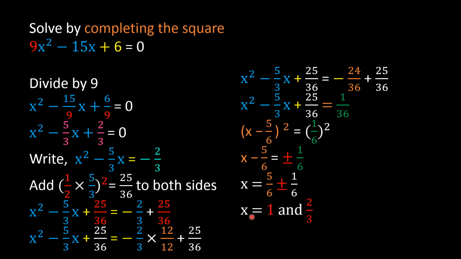So our roots will be 5 plus 1, 6 divided by 6, that is 1. The second root 5 minus 1, that is 4. 4 divided by 6 will be 2 divided by 3. Therefore 1 and 2 divided by 3 are the required roots of this quadratic equation.